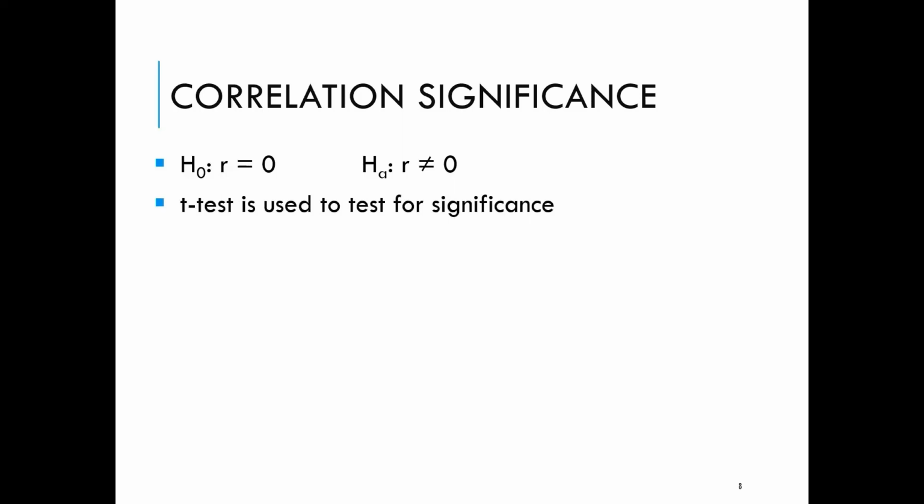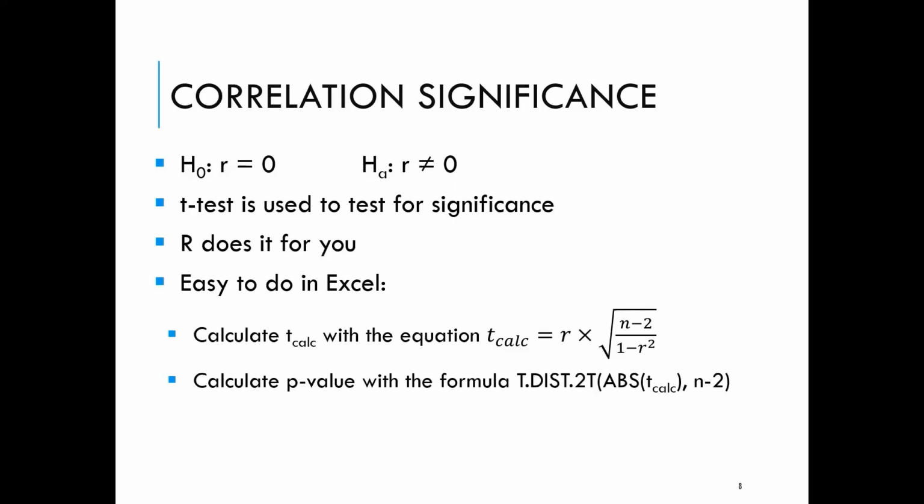Ultimately, a t-test is used to test for this significance. R does it for you, and it's very easy to do in Excel, and we'll see that. We'll calculate t-calc with the equation shown here. It's equal to the correlation value multiplied by the square root of the number of observations minus 2 divided by 1 minus R squared. And that R squared is different from the capital R squared, which we'll see with regression. Then we calculate the p-value with the T.DIST.2T formula, which we'll see in Excel as well.